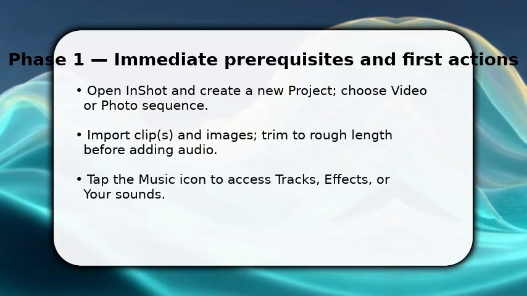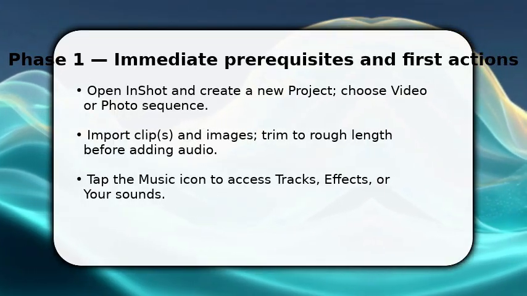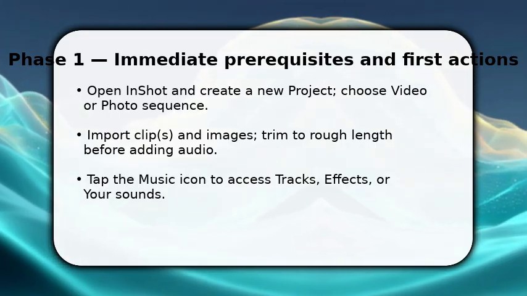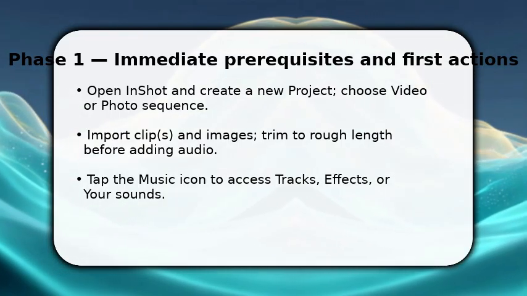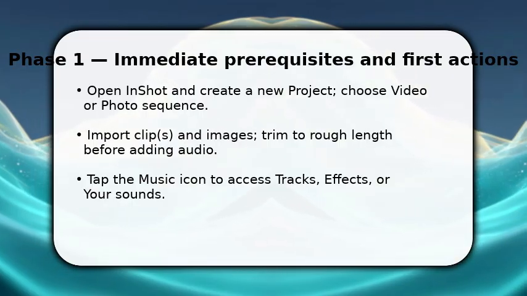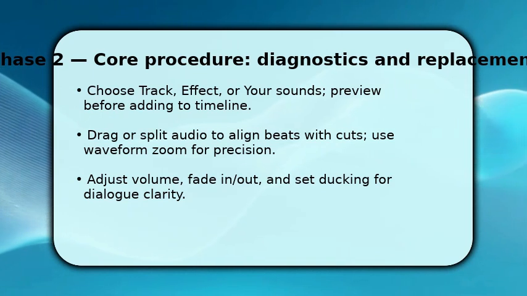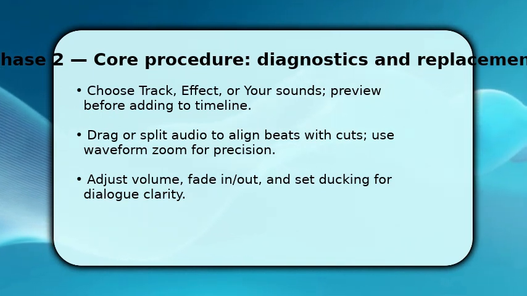Next, tap the music button to see InShot library, effects, and your sounds. This gets you to the audio workspace immediately so you can audition tracks and match mood before precise edits. Select a track, pick from InShot library or add your sounds. You'll preview to confirm mood and key moments.